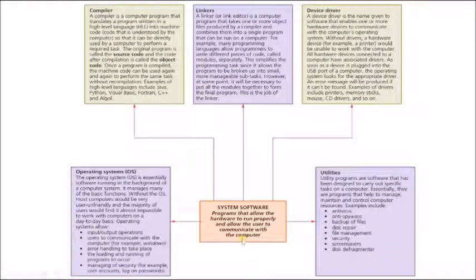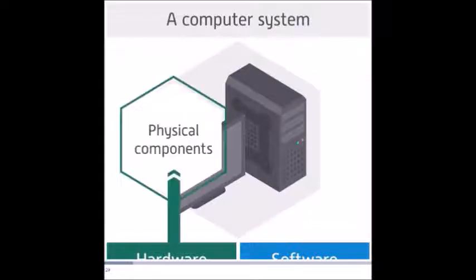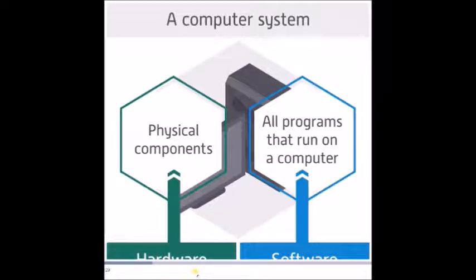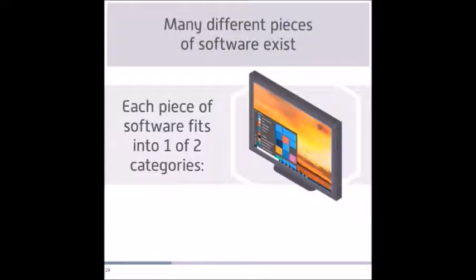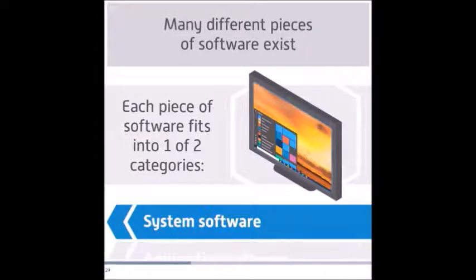After this, a computer system consists of hardware and software. The term hardware means the physical components such as the processor and the monitor. Software is a word that describes all programs that run on a computer. Many different pieces of software exist, and each piece of software fits into one of two categories: system software and application software.